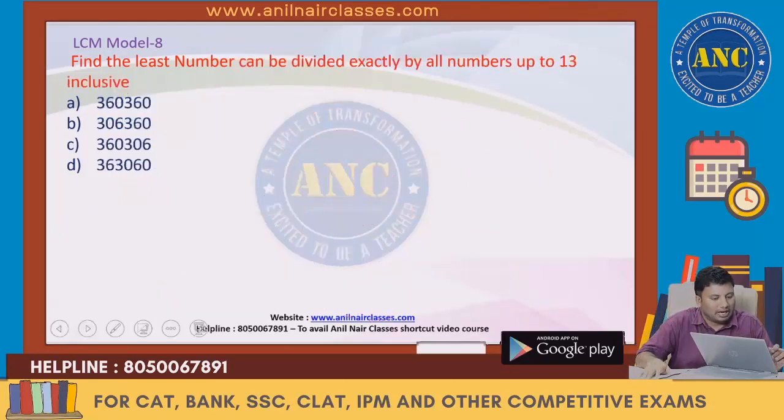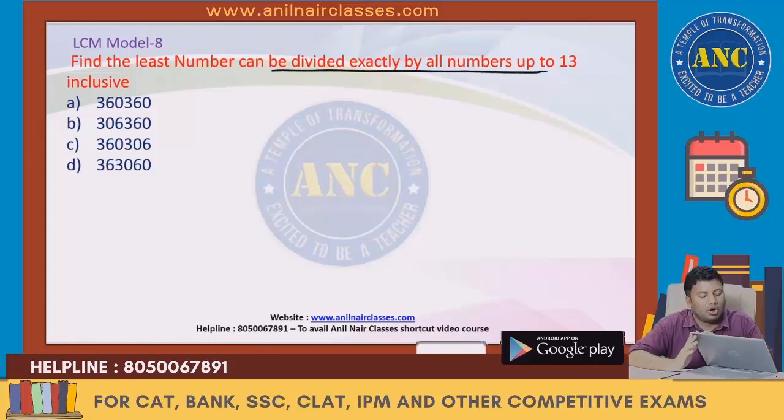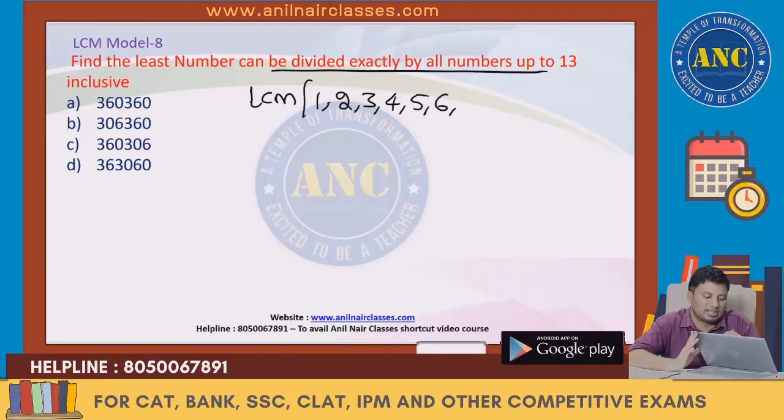I hope the idea is clear. Find the least number which can be divided exactly by all the numbers up to 13 inclusively. All the numbers up to 13, LCM of which is nothing but 1, 2, 3, 4, 5, 6, 7, 8, 9, 10, 11, 12, 13.